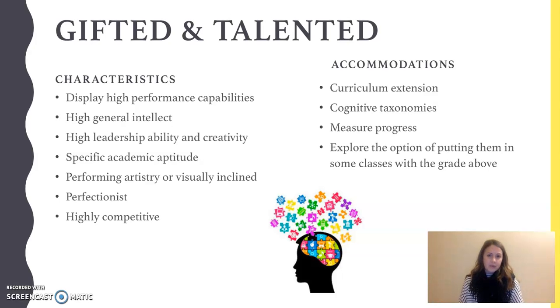Some accommodations for gifted and talented students is a curriculum extension. This just means that, if you have a worksheet for your class, maybe having an extra worksheet ready for this student. So if they finish a lot quicker, being able to give that next worksheet to them. Cognitive taxonomies. This is basically helping them work on their cognitive skills to help advance their academic skills as well. Measuring the students' progress as they're going, kind of seeing how they're doing. Do they need more harder content?